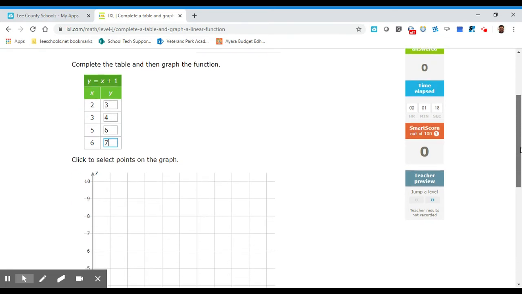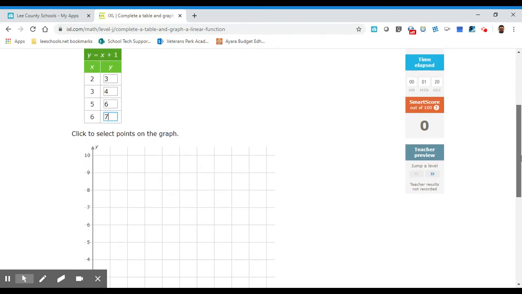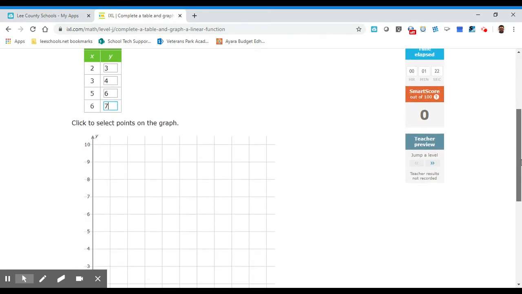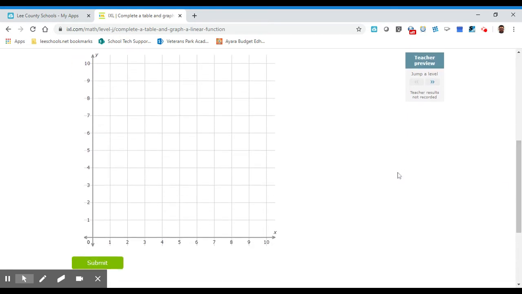Once you have that, you can plot these as ordered pairs. Remember, they're x, y values. So the first point is the point 2, 3 on your graph. 2, 3. So I'm going to write this down again.